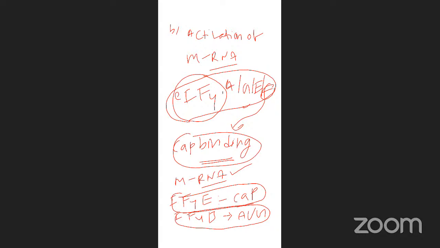Let me explain again. The first two steps: 43S initiation complex formation, and second, activation of mRNA. In a single word, activation of mRNA is by initiation factor 4, whose subfactors are A, G, E and F.